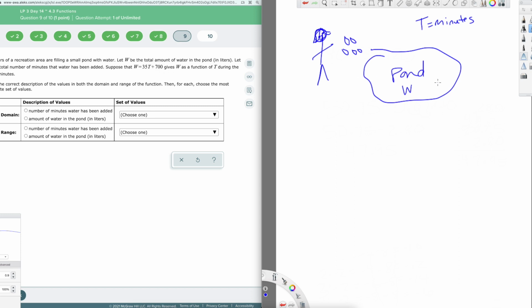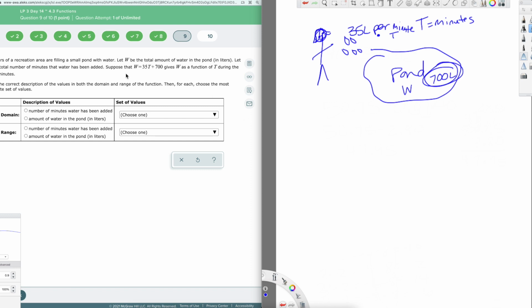So right now, this guy has 700 liters in it. That's my starting point. And I'm going to add 35 liters per minute, which they told us is T. That's why it's times T. The owner is adding 35 liters every minute. That's what the 35T looks like.